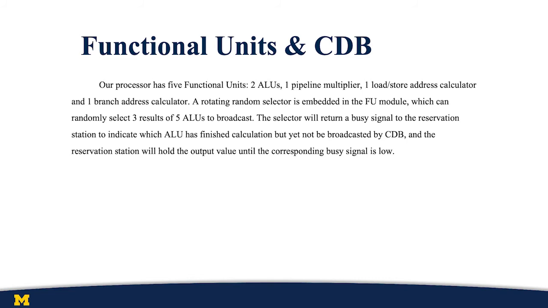Our processor has 5 functional units: 2 ALUs, 1 multiplier, and 2 address calculators. A rotating random selector is embedded in the FU modules and can select 3 results to broadcast. The selector will return a busy signal to the reservation station to indicate which ALU has finished calculation but has not yet been broadcast by the CDB.